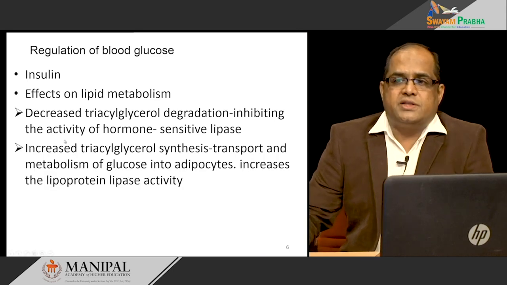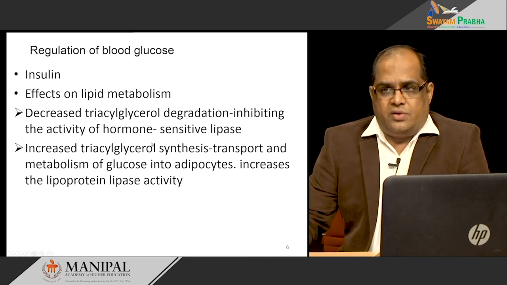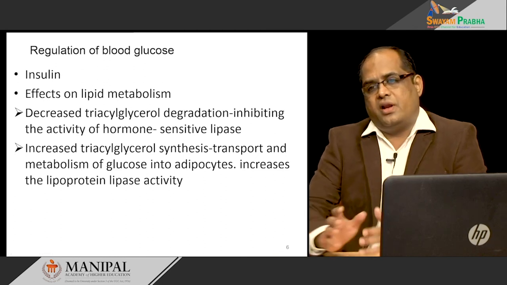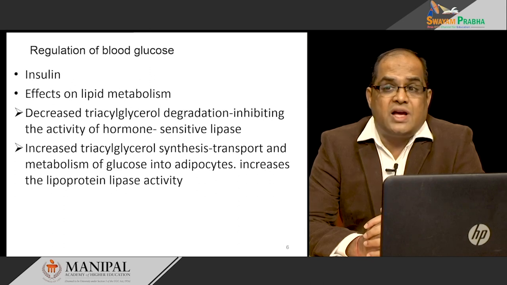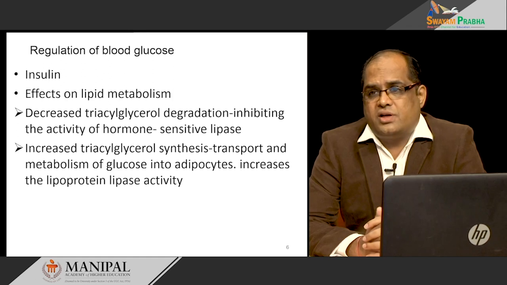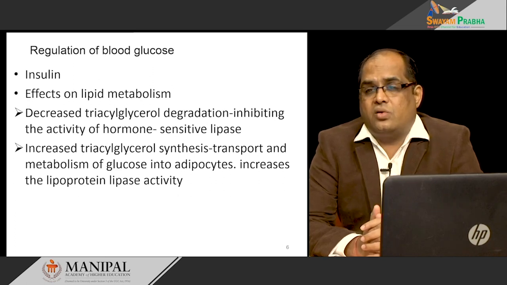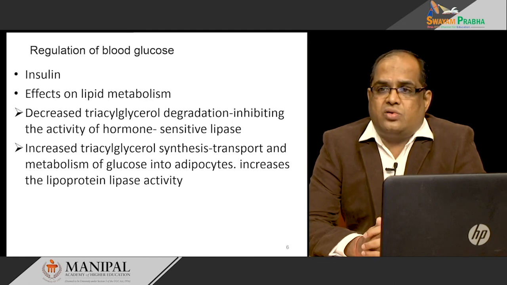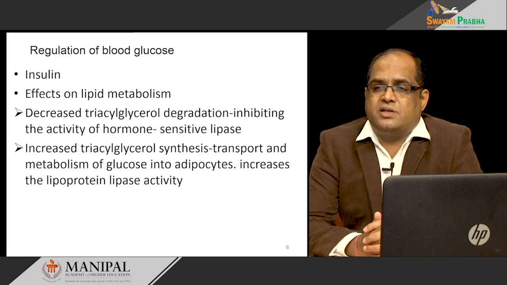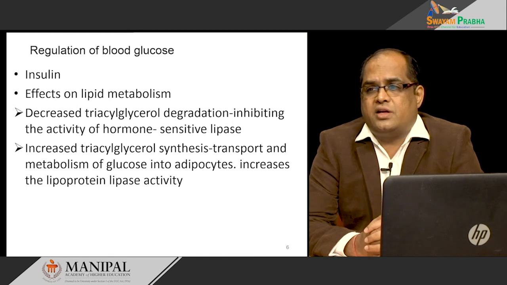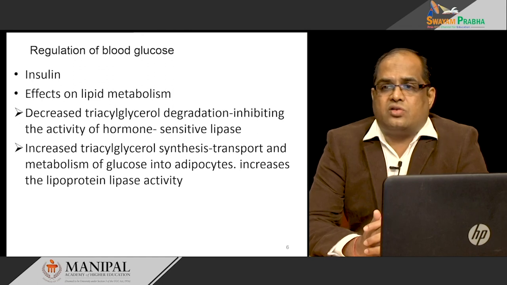At the same time, it increases the synthesis of triacylglycerol. The glucose that enters the liver is first utilized for energy purposes. If enough energy is available, then it goes for storage in glycogen form. Unfortunately, the glycogen storage is not adequate in the liver. It can't store all the glucose as glycogen. It has a limited capacity. Anything in excess of the storage capacity of the liver, the glucose is converted into fatty acid. The glucose is converted into pyruvate, then acetyl-CoA, that goes into fatty acid synthesis, and the synthesized fatty acids combine with glycerol to form triacylglycerol. So, it increases the activity of lipoprotein lipase, which helps in the storage of triacylglycerol in the adipocytes.